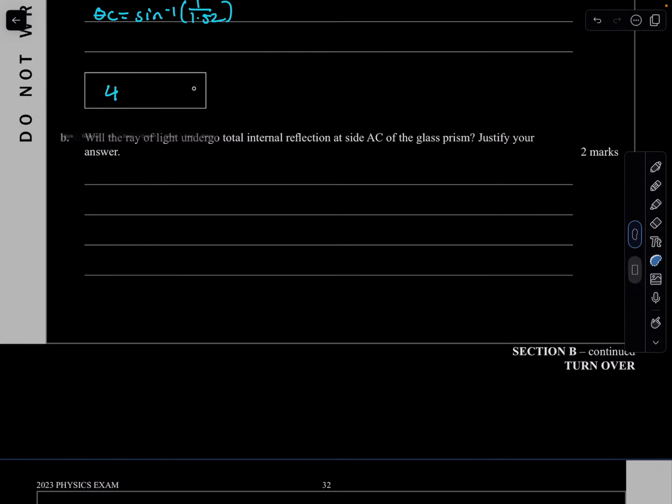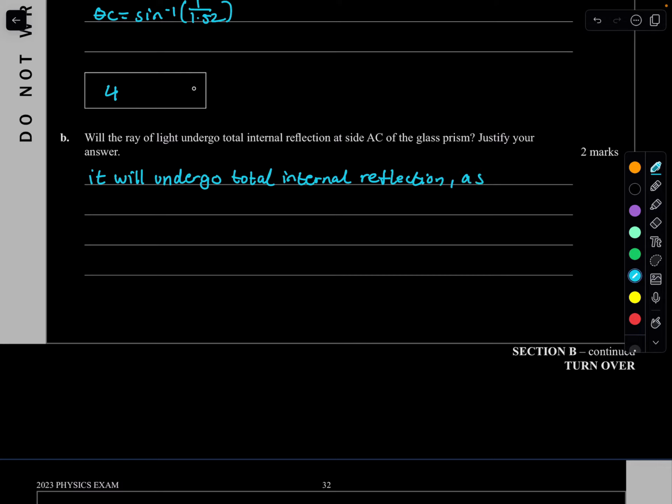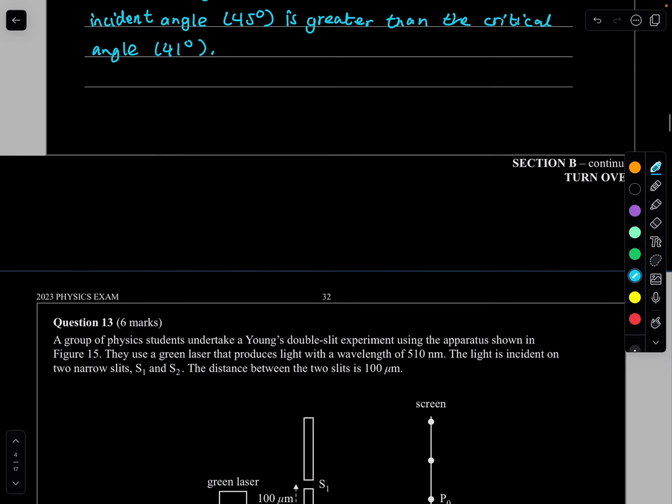Let's write it nicely, like a nice statement. It will undergo total internal reflection as the incident angle, which is 45 degrees, is greater than the critical angle, which is 41 degrees. Beautiful. That's nice. Question 13.